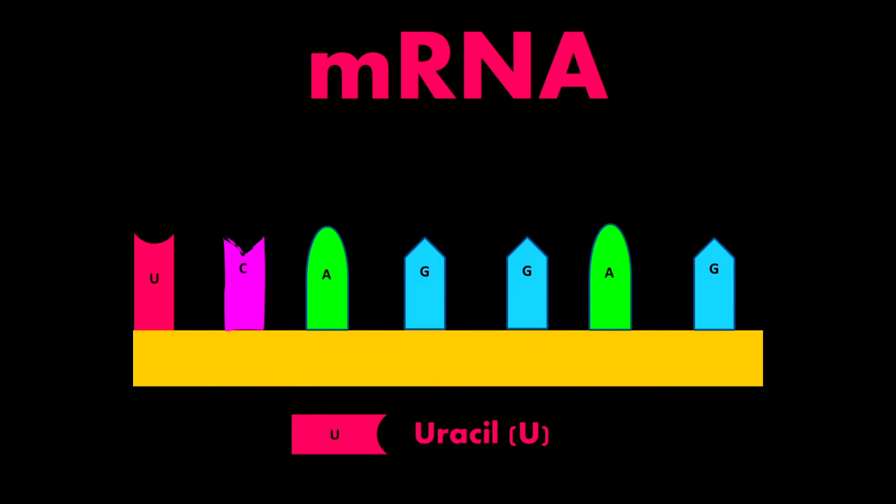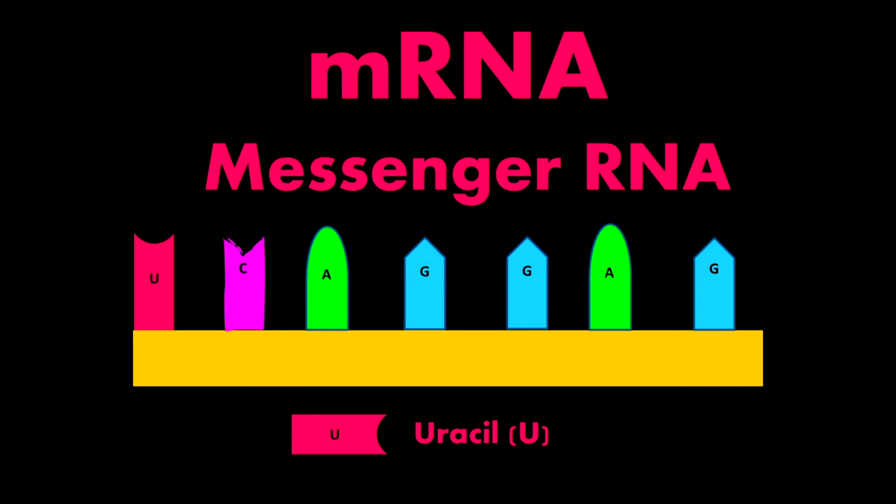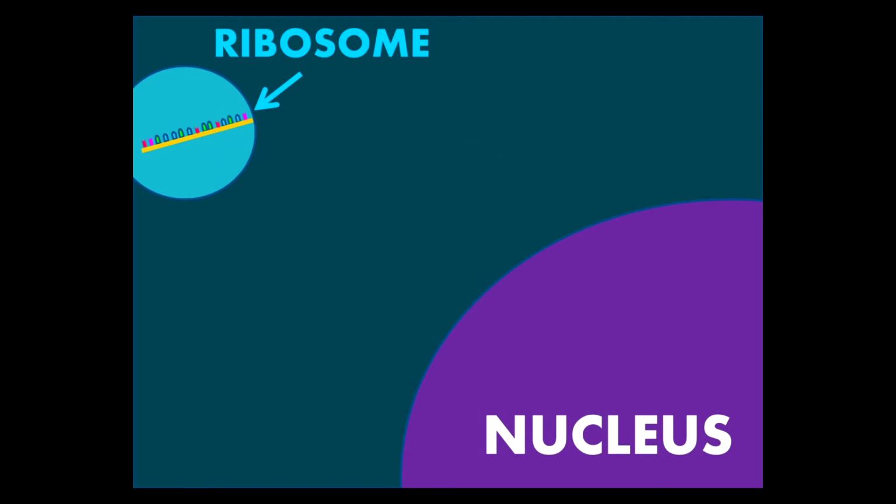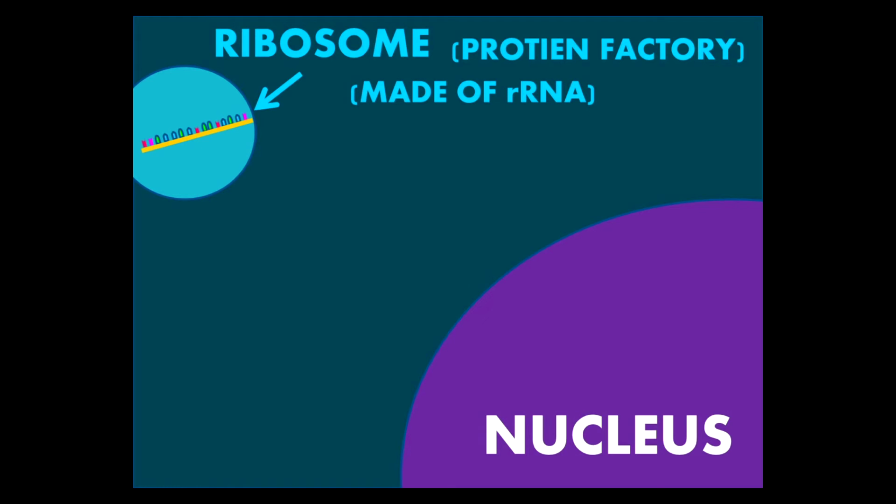This RNA molecule is called mRNA, or messenger RNA. Once transcription is completed, the mRNA travels from the nucleus to a new organelle in the cell called the ribosome. The ribosome is basically the protein factory of a cell, and it's made of rRNA, or ribosomal RNA.